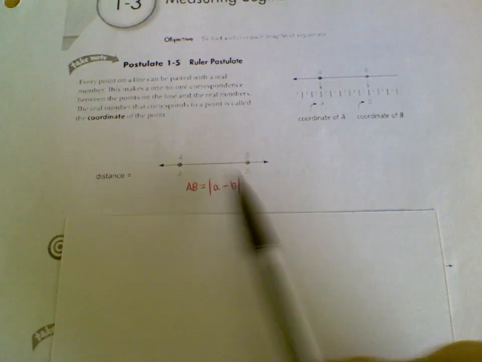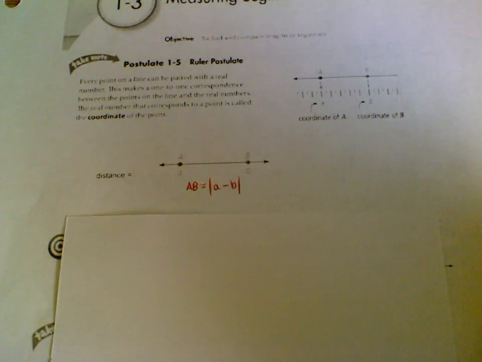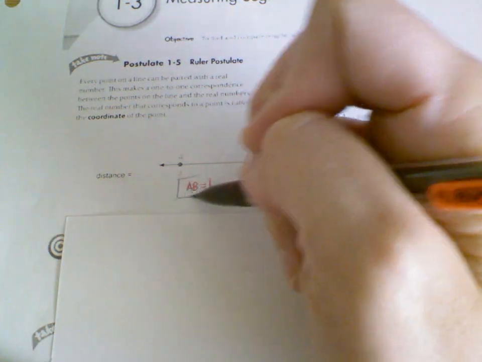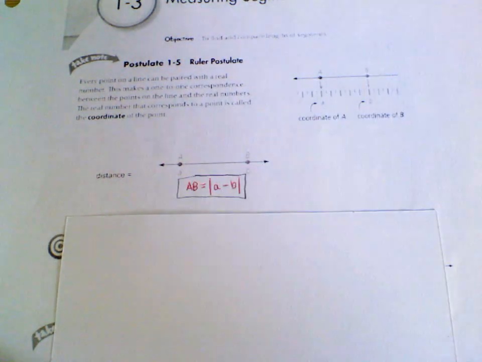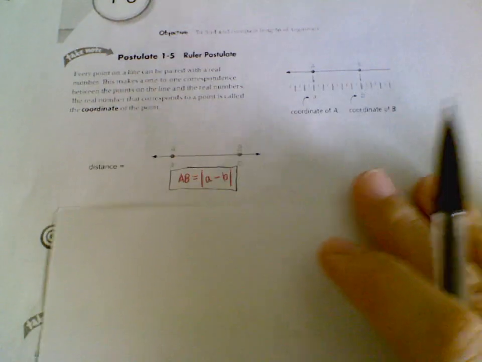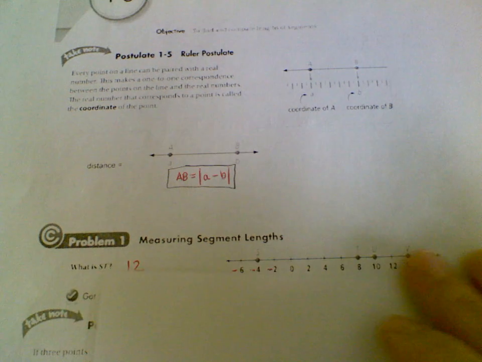It's also wanting you to realize that you can find the distance between 2 points by just subtracting and then also taking the absolute value. So this is something that you want to make sure that you are using quite often to find the distance, but really it's just something you would do in your head. So let's take a look at the first question.